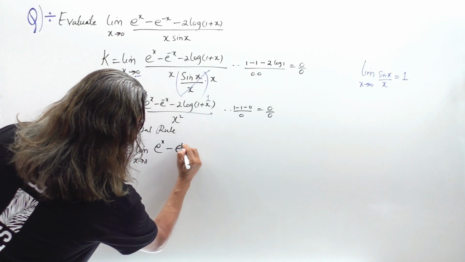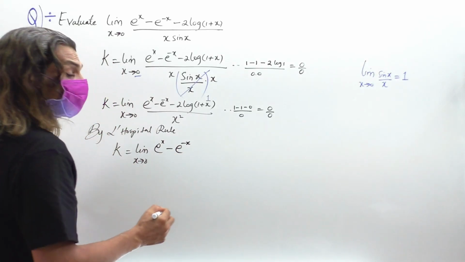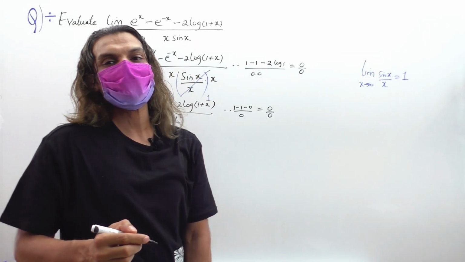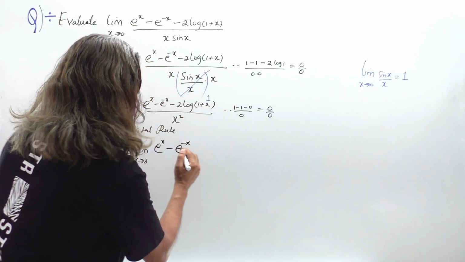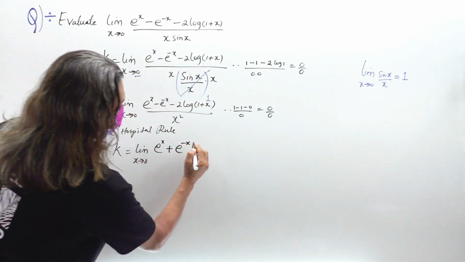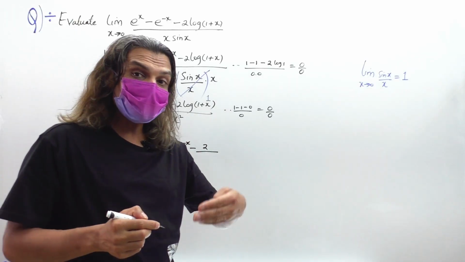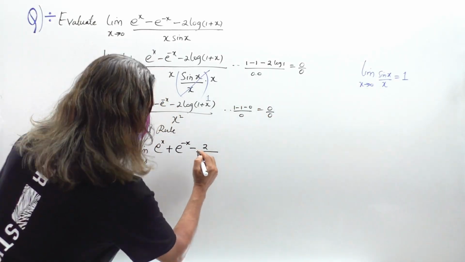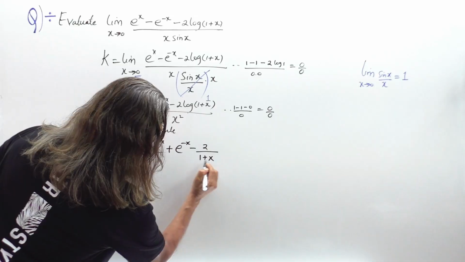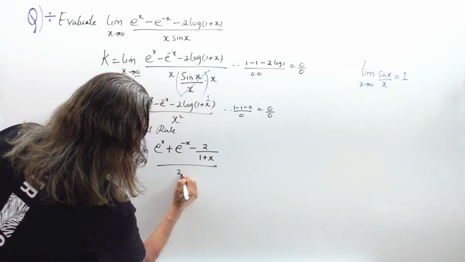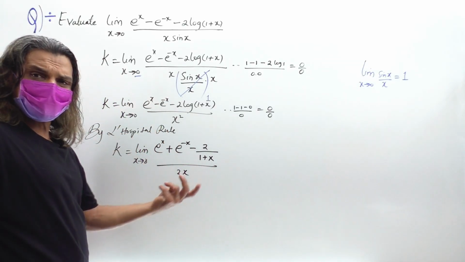But again, into differentiation of minus x. Differentiation of minus x will be minus 1, so minus into minus becomes plus. Again minus 2, differentiation of log x is 1 by x. So log of 1 plus x gives 1 by 1 plus x, whole divided by 2x. So now I can again put the limits and check.